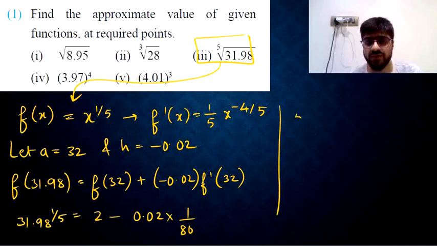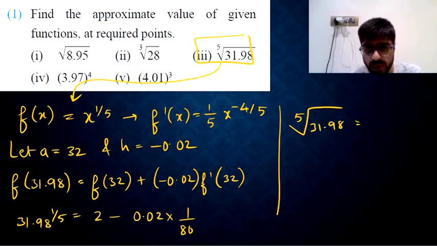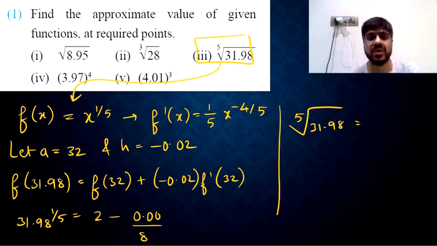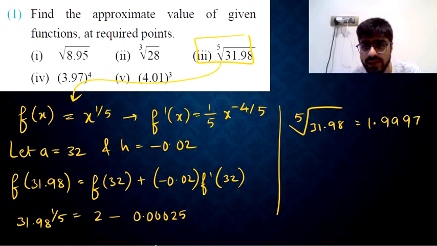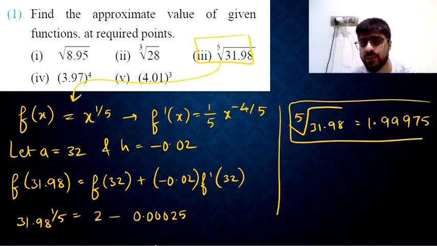So finally we have the fifth root of 31.98 as 2 minus 0.02 upon 80, right? So I can write that as 0.02 upon 80. That's giving me a better look. Remove this 0 and this becomes 0.002. This becomes 0.001 and this becomes 4 in the denominator. Divide that further, so we have 0.00025, and subtract the two numbers, so we have 1.99975, and that's the approximate value for the fifth root of 31.98.